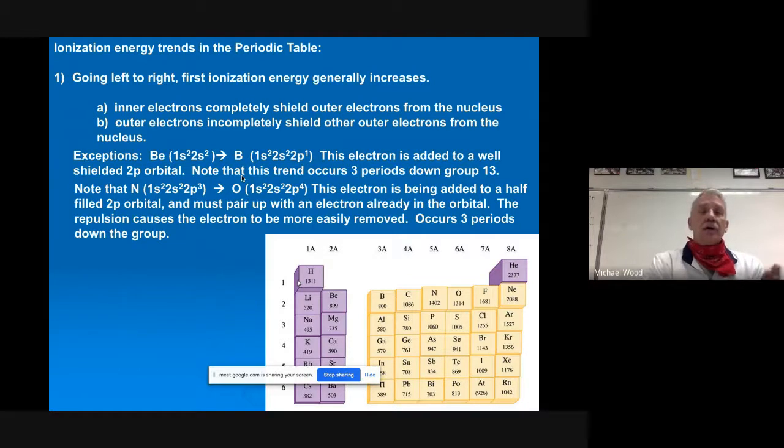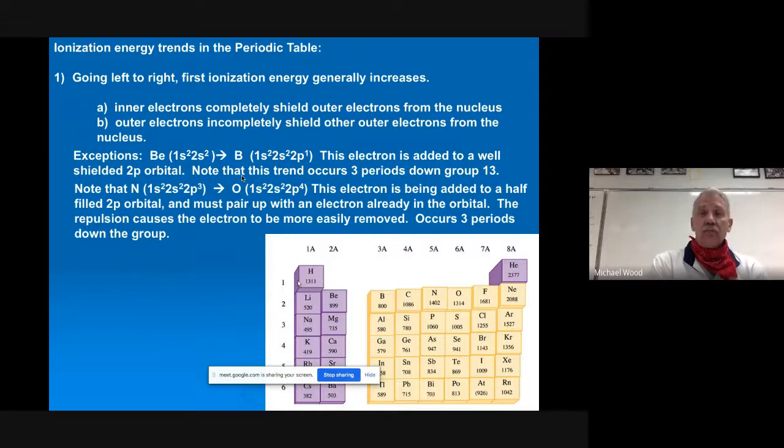Okay, and then the next exception is if you look at nitrogen to oxygen. Again, the trend is that as you go left to right, ionization energies increase. It doesn't happen nitrogen to oxygen. It doesn't happen phosphorus to sulfur. It doesn't happen arsenic to selenium. Why? What's the reason there? Well, it's a different explanation. Just reading what it says here, this electron is being added to a half-filled 2p orbital.